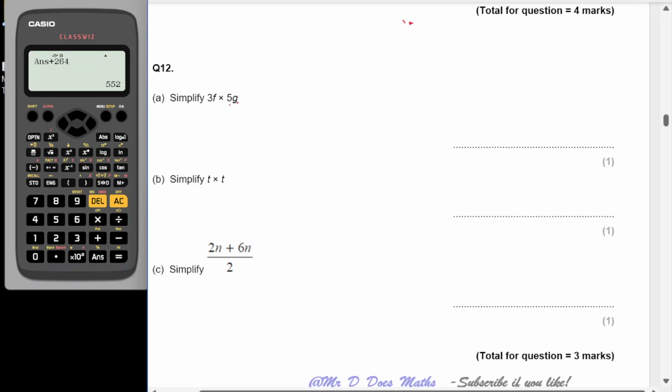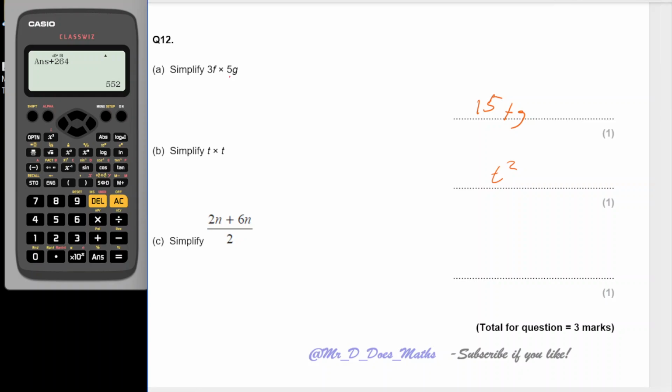Okay, question 12 then, simplify. So 3 times 5 is 15, and then f times g is fg. So 15fg. Simplify t times t, that would become t squared. And then finally simplify, so we're going to add the n's together. That will be 8n over 2, which is the same as 4n.